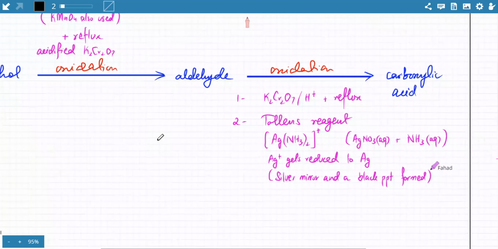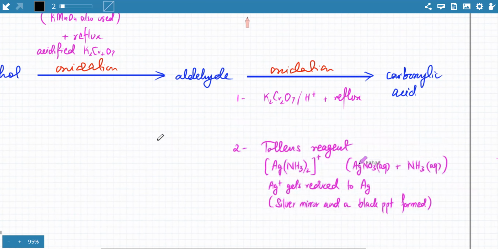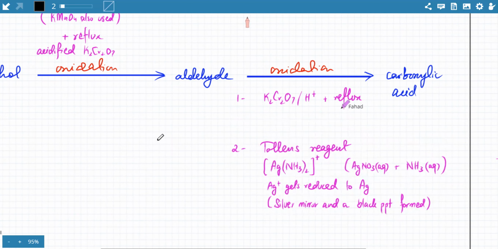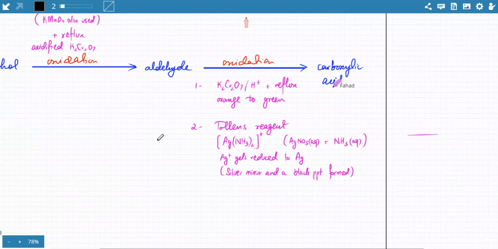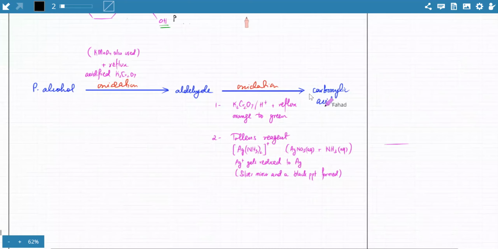So these two things happen when you use Tollens reagent. ठीक है, मैं एक दफा ही फिर दोबारा explain करूंगा कि K2Cr2O7 के color changes भी याद होने चाहिए. It's going to be orange to green. Anyways, these are the oxidizing agents, ठीक है, that will oxidize aldehydes to carboxylic acids. The chain is primary alcohol gets oxidized to aldehyde and then gets oxidized to carboxylic acid.